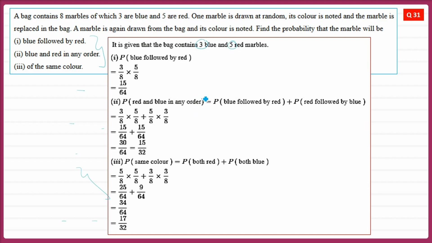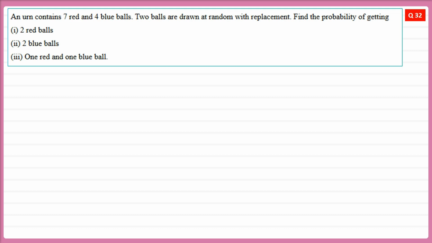So in all there are 8 marbles, 3 blue and 5 red. We have to find out the blue followed by red, blue and red in any order, and of the same color. So all this we have already done quite a lot. So this is for you. An urn contains 7 red and 4 blue balls. Now before I go ahead with this question, the previous question which we just did and the solution, maybe some people may have some problem up till now also. So let's do this question and try to resolve all the problems which you have until now.